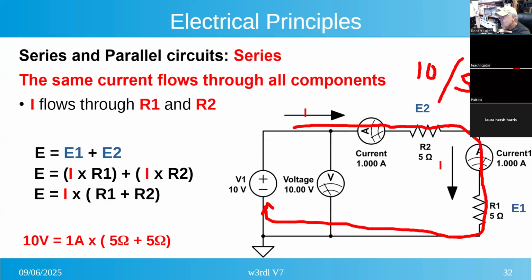But the voltage stays at 10. The input voltage, right here where we're measuring it with this voltmeter, is 10 volts. If we were to put a voltmeter across this resistor, we'd measure 5 volts. And if we put one across this resistor, we'd measure 5 volts, because they have to add up to these 10 volts.